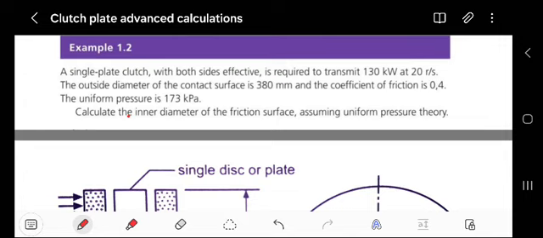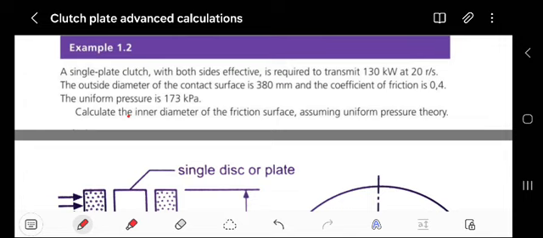So I have an example for you, which is example 1.2. We did example 1.1 in a previous video. Please watch the video titled Introduction, Clutch Plates, Mechanotechnics Introduction, where I explained the uniform pressure theory and the uniform wear theory. So without wasting time, let us get into our problem.